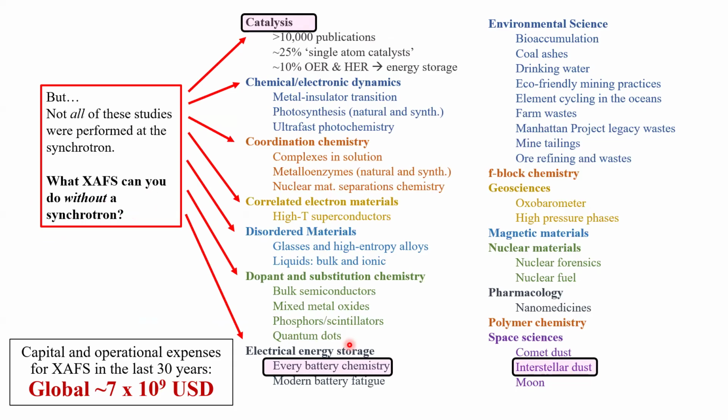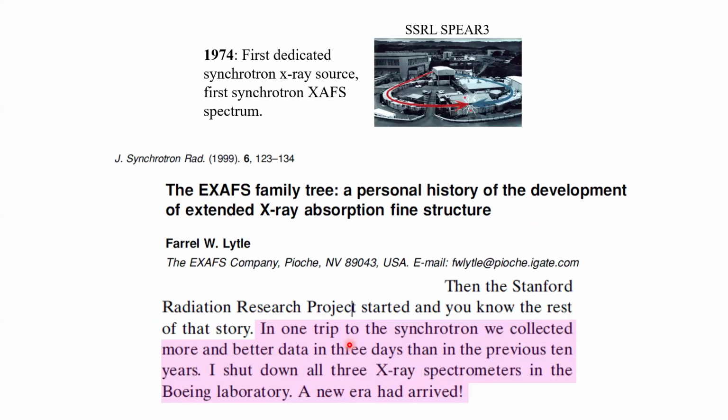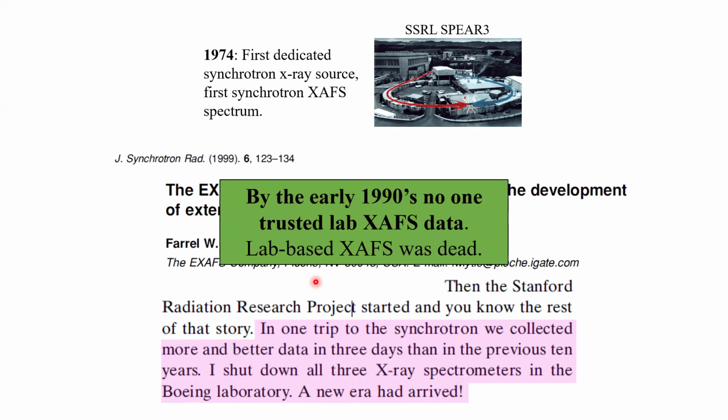All right, so for XAFS, you need an X-ray source. And if synchrotron time isn't available, then, oh, sorry. I just want to point this out. If you're not using a synchrotron for XAFS, that's very strange to the people in the community. Farrel Lytle, one of the XAFS discoverers, had a reminiscence paper in '99 where he had built XAFS spectrometers for many years at the Boeing Corporation. They had a basic research lab. And he says once the synchrotron started, that was it. In one trip to the synchrotron, we collected more and better data than in 10 years in the lab. He went back to Seattle and turned off all his spectrometers and never turned them on again.